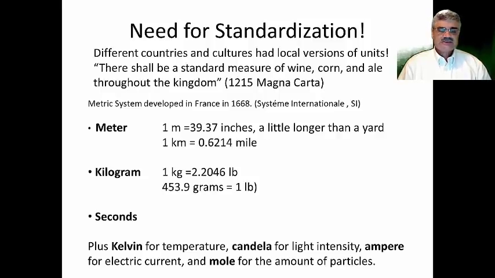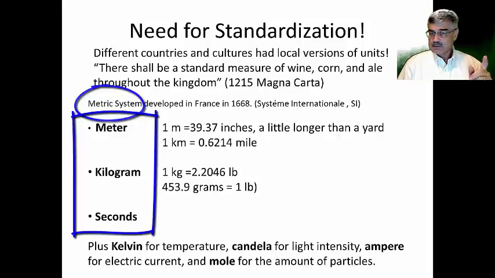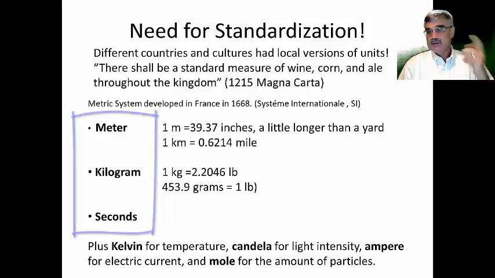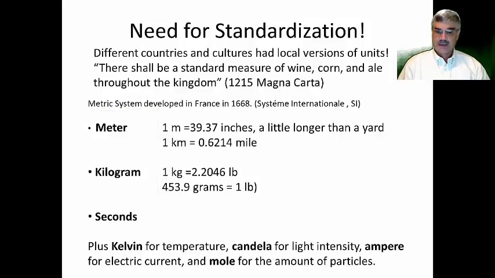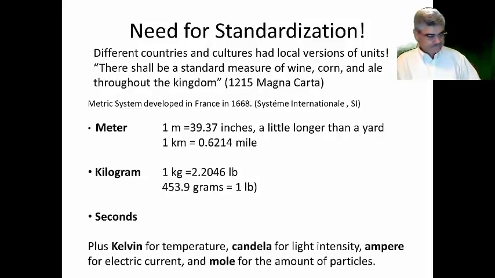Later, in 1668, a number of countries got together in France to develop what is called the metric system. The principal units of the metric system are the meter, the kilogram, and the second, plus some others I'll mention in a second. But the meter being the unit of length. A meter, as you probably know, is a little bit longer than a yardstick.